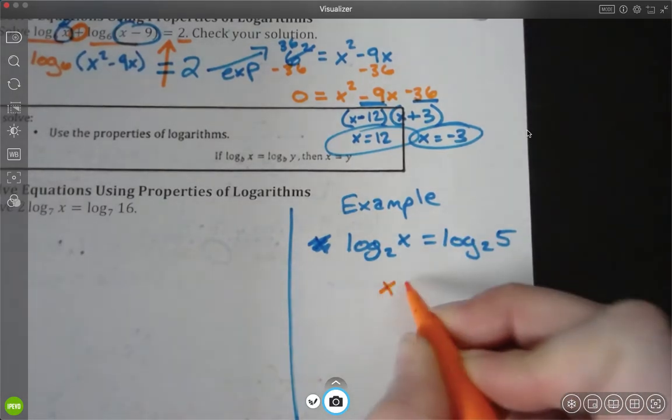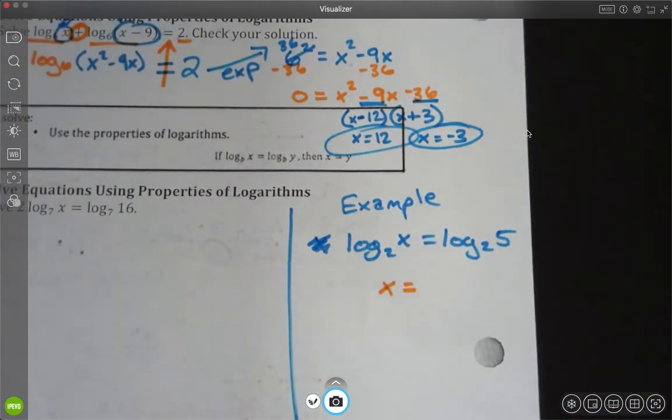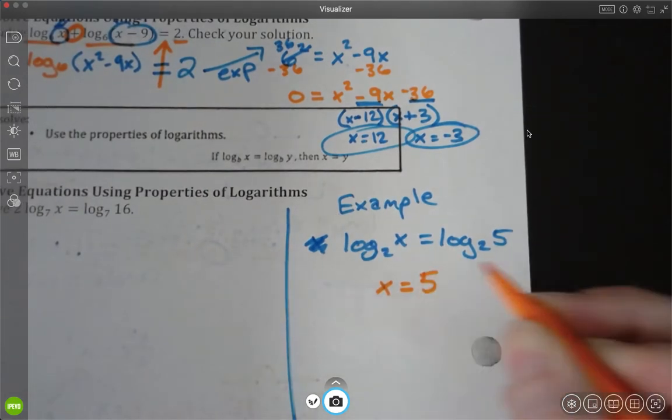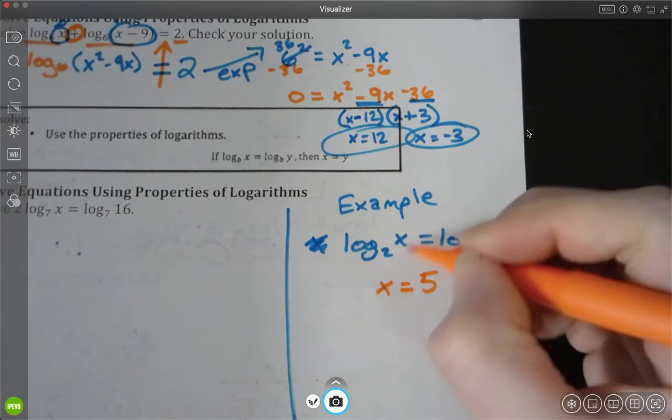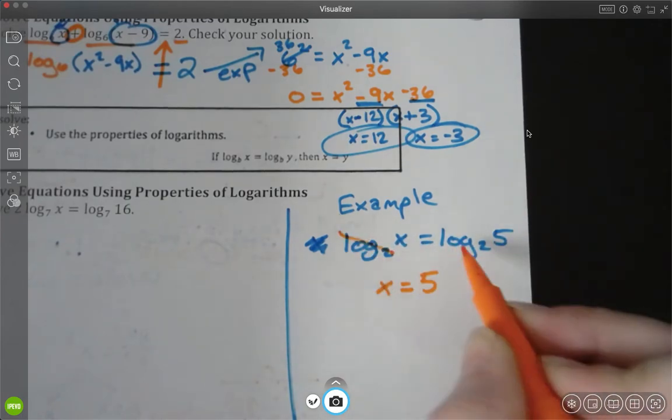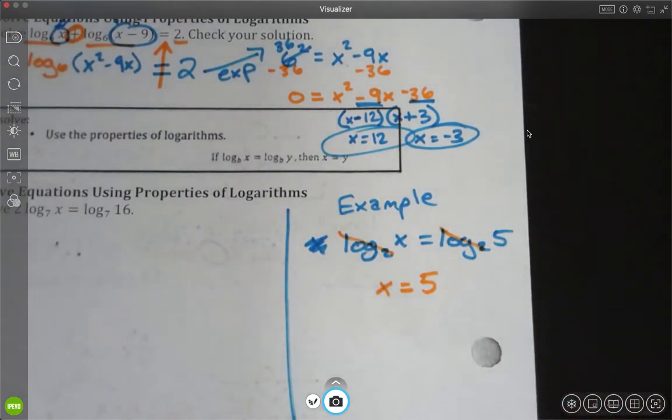If I have log base 2 of x equals log base 2 of 5, x has to be 5, right? Basically 5 is this number. It helps to think about it like in exponential functions: if they're the same number, those things can cross out, right? Does that make sense? x would be the same thing as 5.